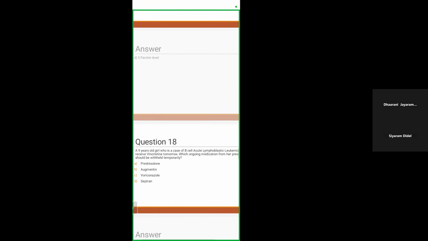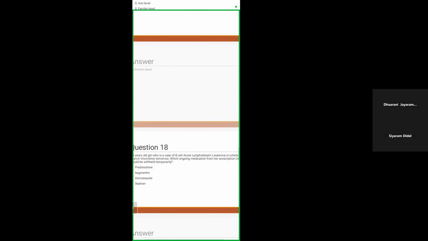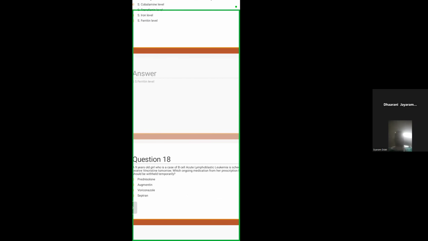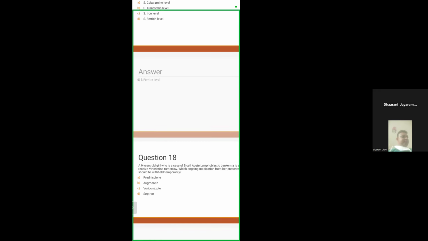So, a 9-year-old girl with B-ALL is scheduled to receive vincristine tomorrow. You always do the drug reconciliation: write the drugs, what all they are taking. So these are the drugs taken by the patient. Which is the one you want to stop because the child is due for vincristine?